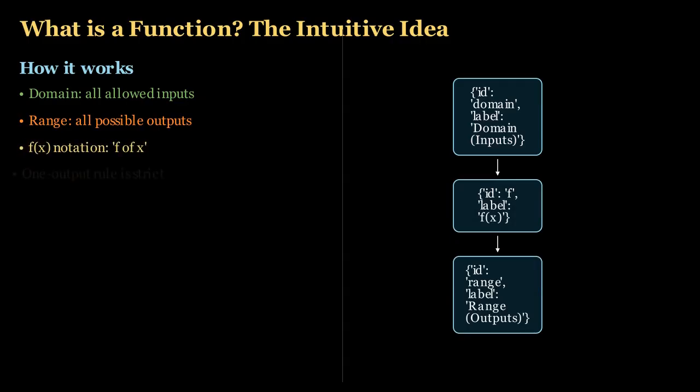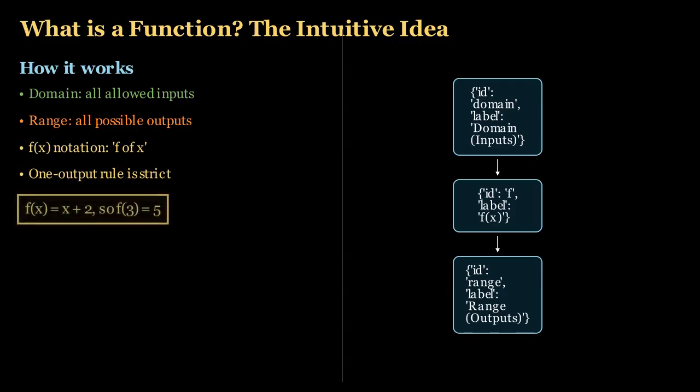The most important rule is the one output rule. For every single input in the domain, there is one, and only one, output. If a rule gives you two possible outputs for the same input, it's not a function. For example, if I ask you to name your siblings, one person might have two siblings, so you as an input give multiple outputs. That relationship is not a function.